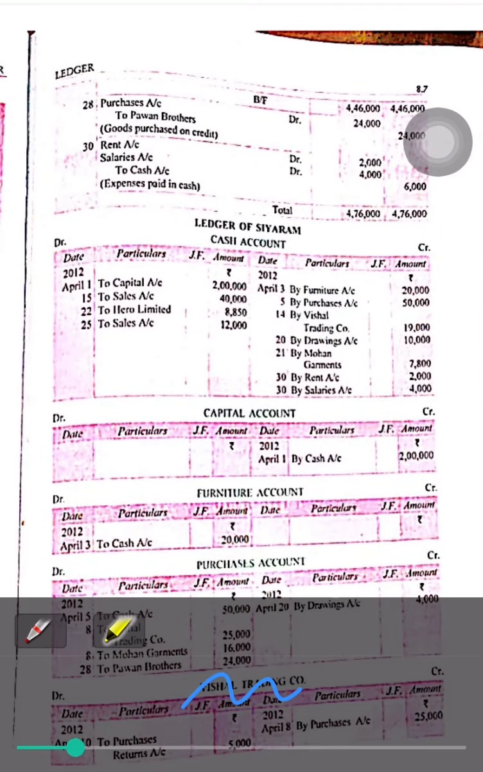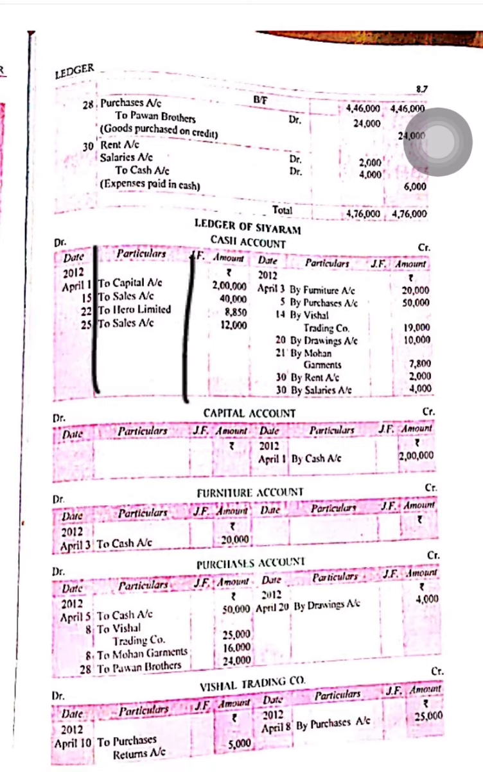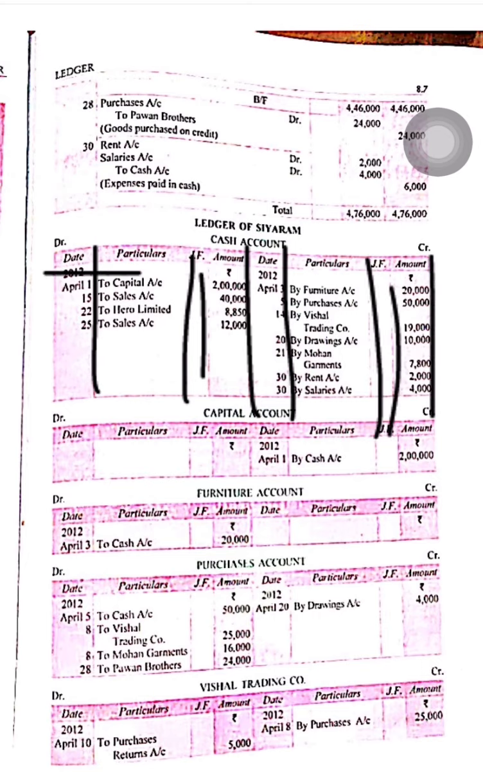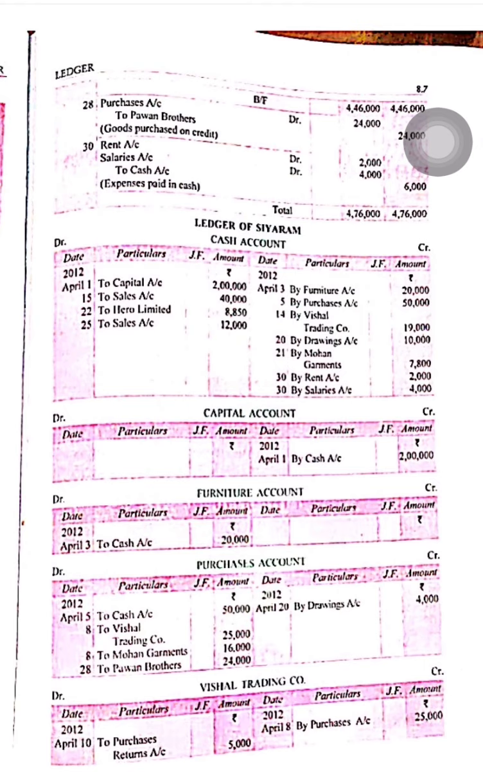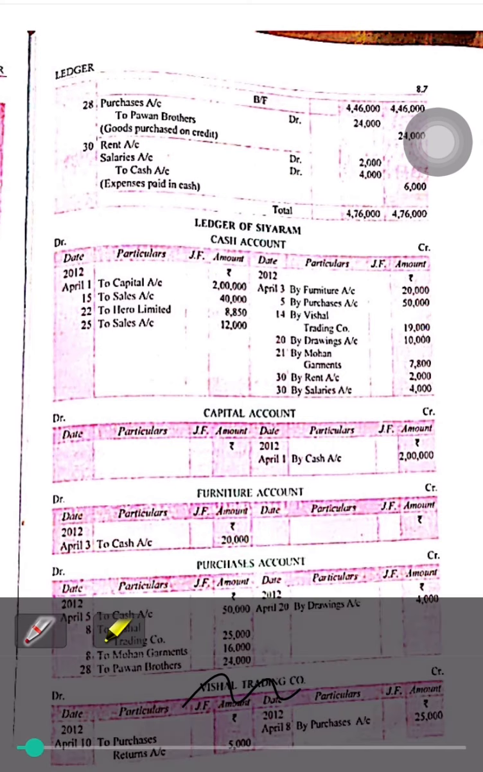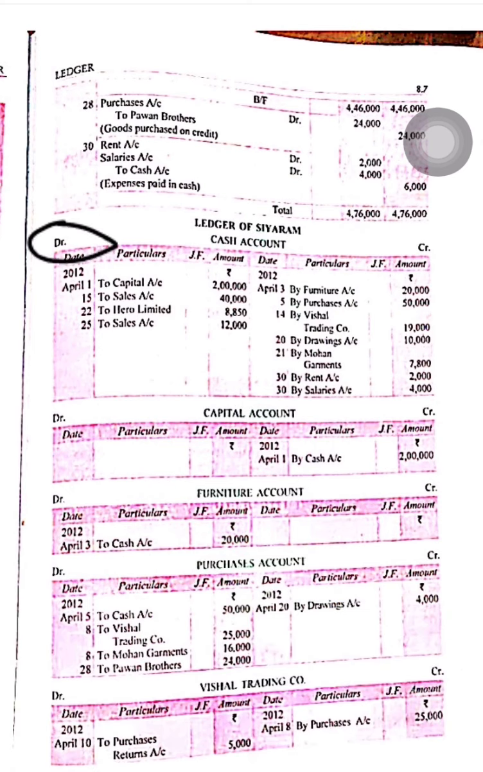The format of the ledger is date, particulars, JF, amount, then again date, particulars, JF, amount. JF means journal folio. Now see all the entries of cash. The first entry is cash account debit to capital. First of all, we will see whether cash is on the debit side or credit side in the general entry. Since the entry is cash account debit to capital, cash is on the debit side, so the entry will be on the debit side. What will we write? We will write to capital account and the amount here.